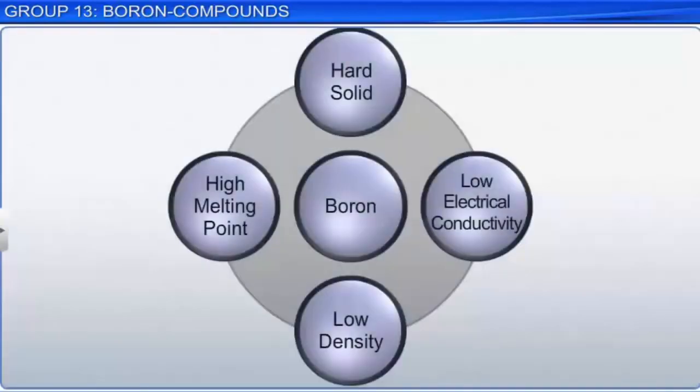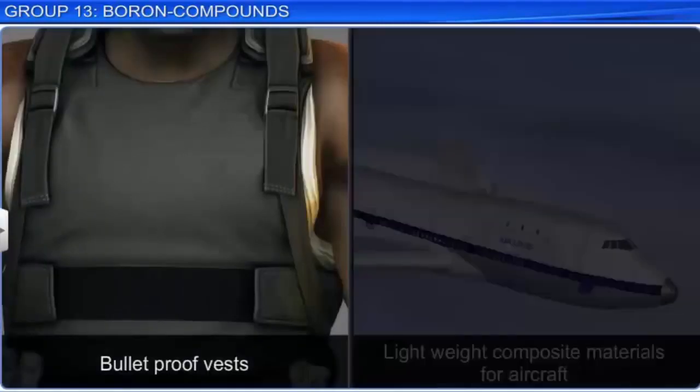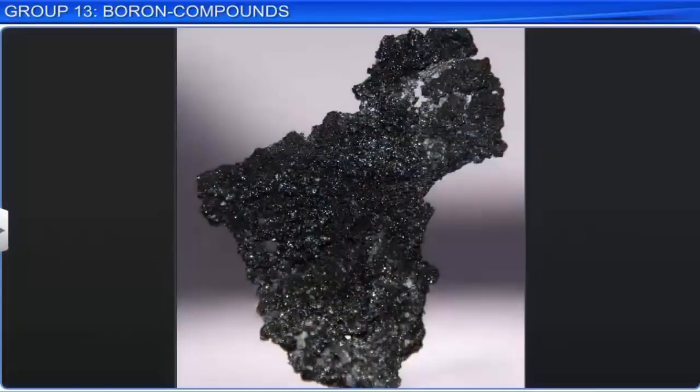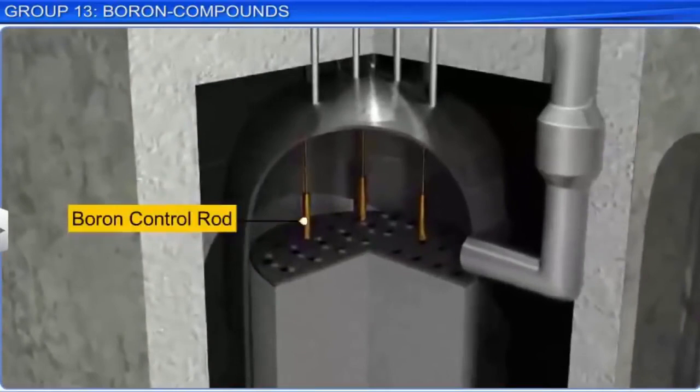Boron has a number of applications because it is a hard solid with a high melting point, low density and low electrical conductivity. Boron fibers are used to make bulletproof vests and lightweight composite material for aeroplanes. The boron-10 isotope has a high ability to absorb neutrons. Therefore, metal borides are used as control rods and protective shields in nuclear power plants.